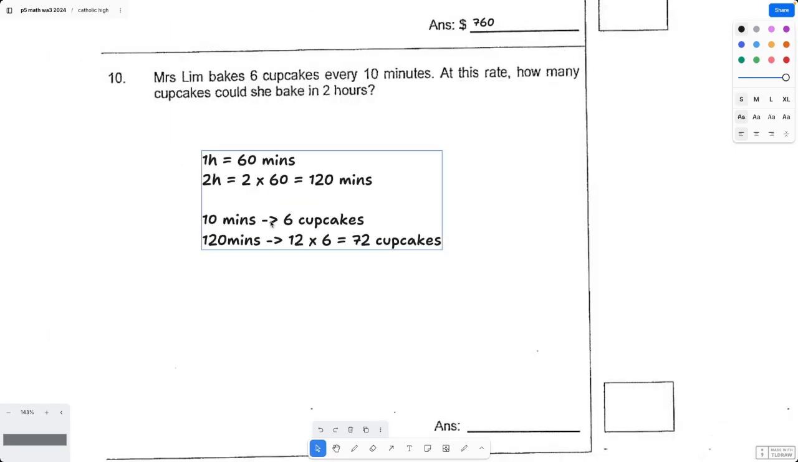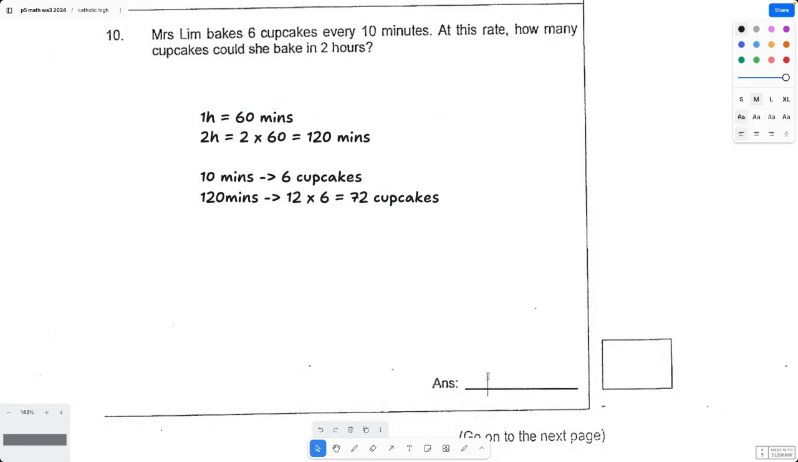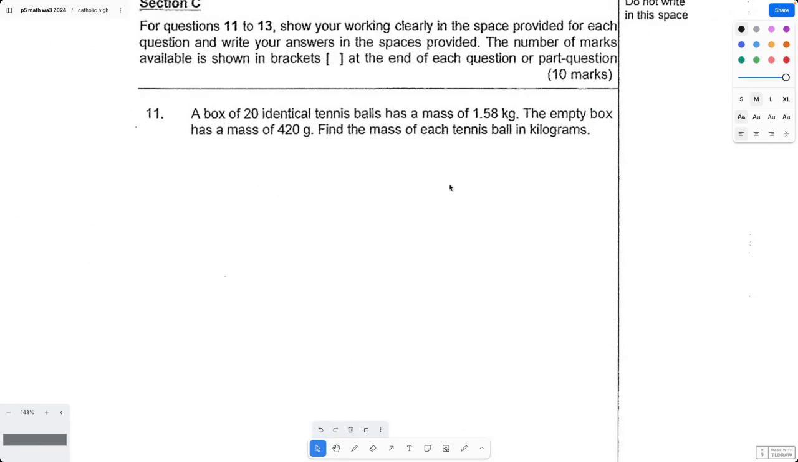All right. Apologies, but yeah, the answer is 72 cupcakes. All right, there you go. 72. All right, let's move on to question 11.